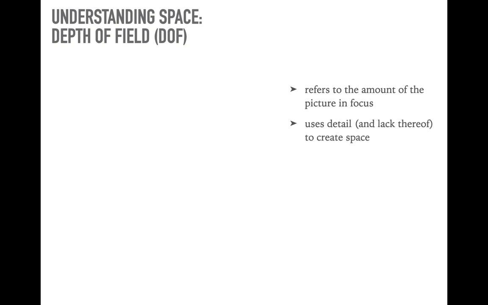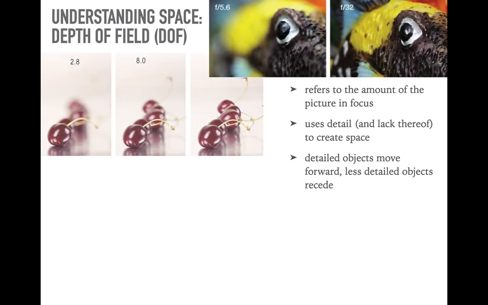But the use of detail and lack of detail really helps to create and define space. When things are detailed, it feels like they are close to us, whereas things that are blurry feel further away. So in these two sets of pictures, they're the same picture with different depths of field. For example, the back cherry on the left feels a lot further away than the back cherry on the right, even though they're the same distance, because it's blurrier, so it feels like it's further away.